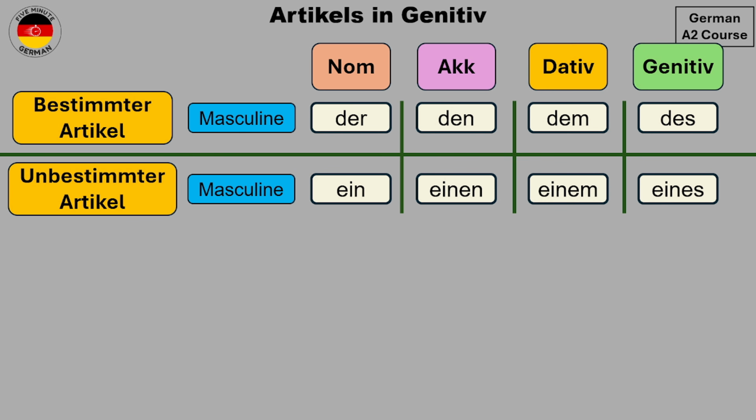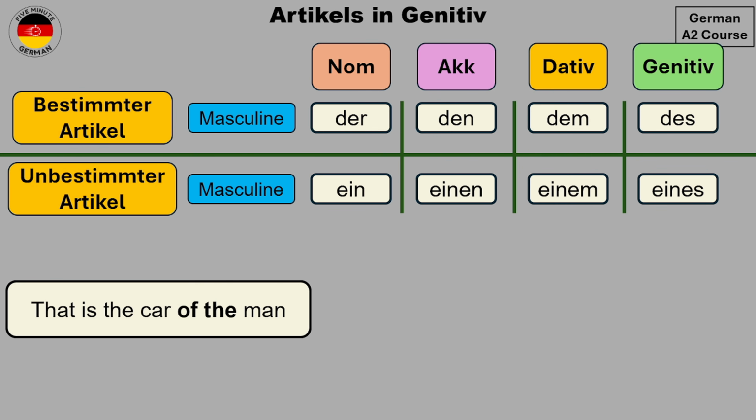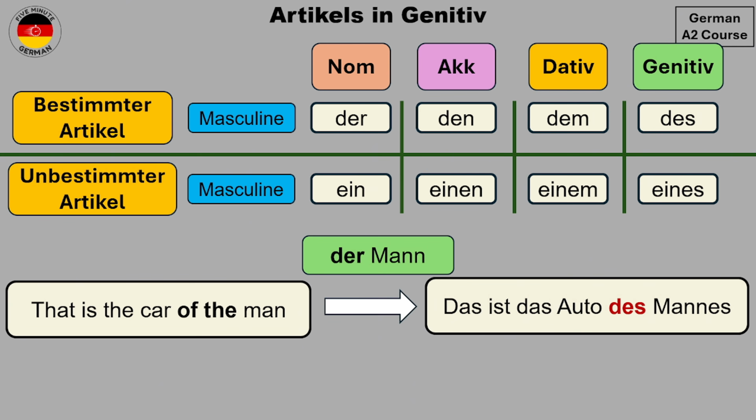So we have the sentence, that is the car of the man. Now man is der Mann in German, so it is masculine. So this sentence in German will be, das ist das Auto des Mannes, which means that is the car of the man. So you see that we have used the genitive bestimmte article in masculine over here, which is des.